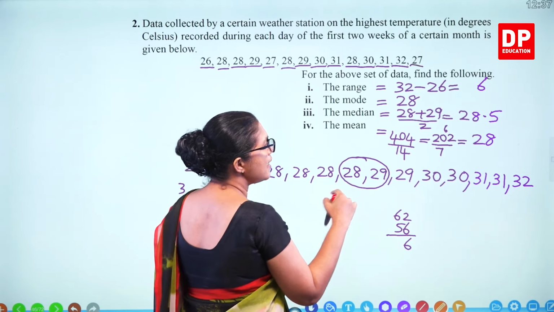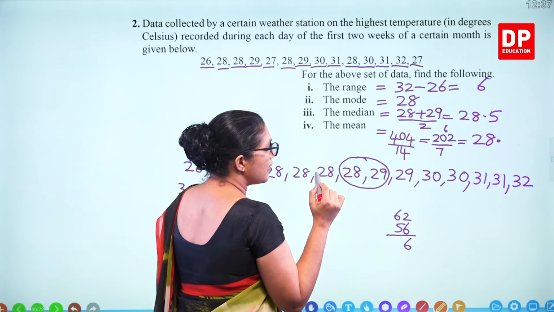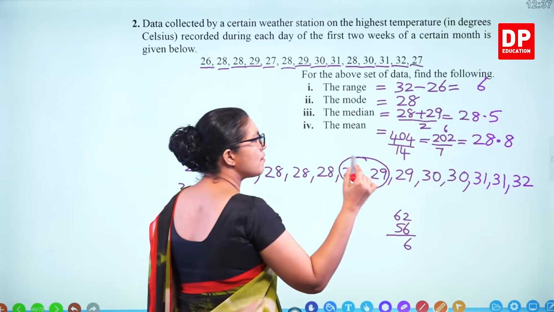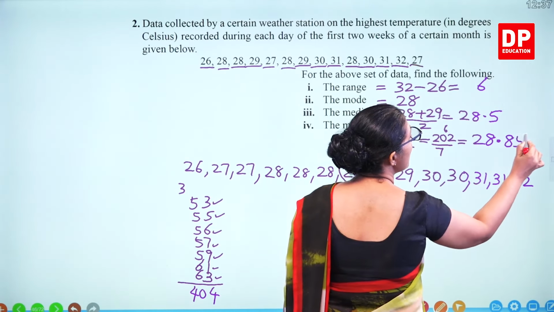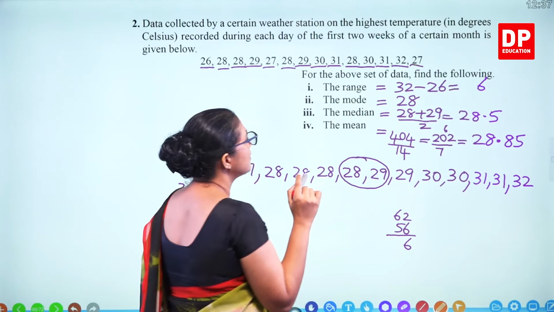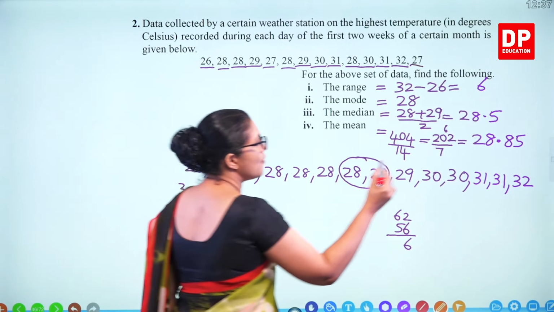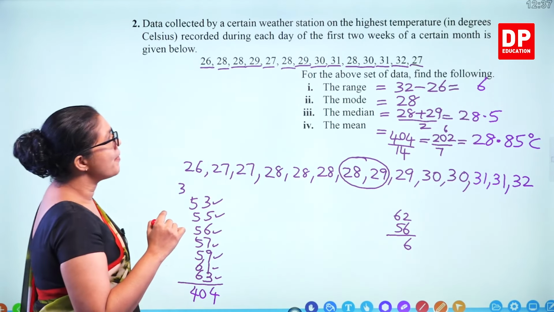So for 60, how many 7s? You get 8. And again 40, that's 5. So 28.85 Celsius. That's the mean value. So we'll put the Celsius symbol. So that's the mean temperature.